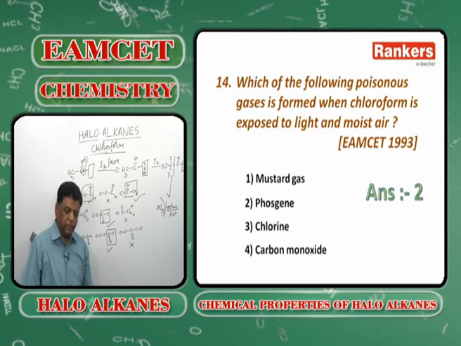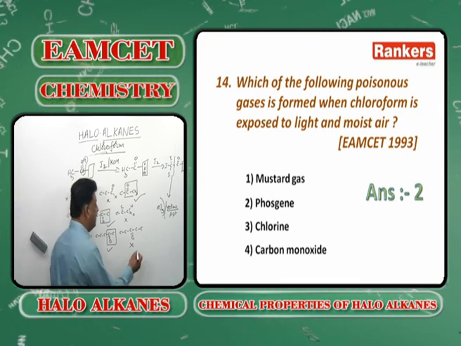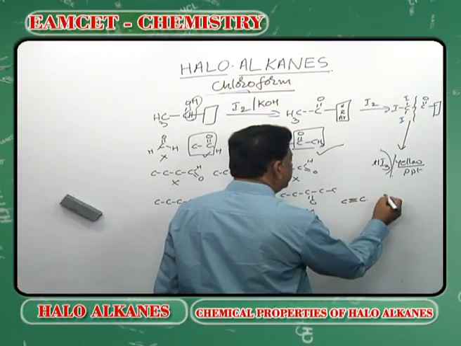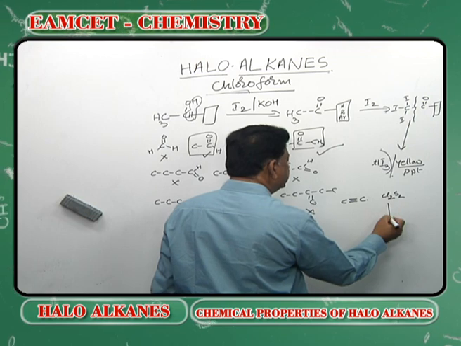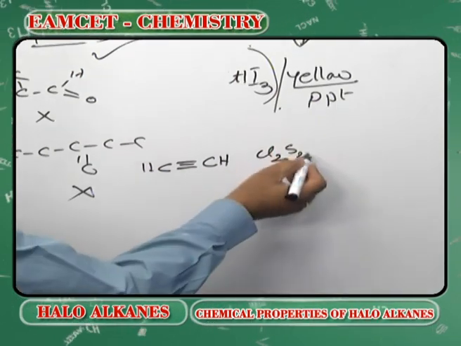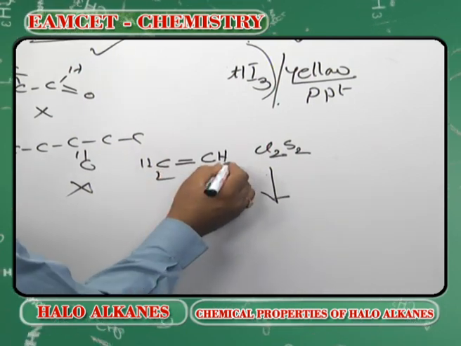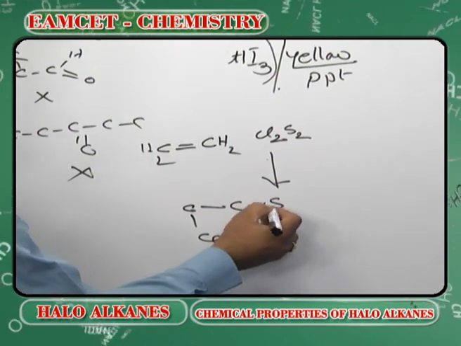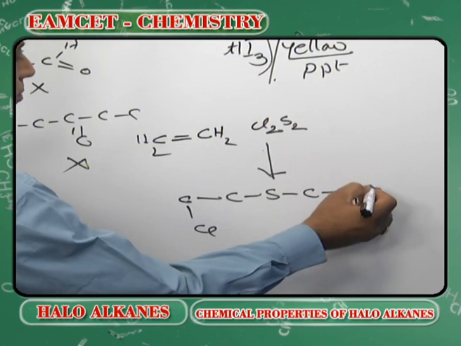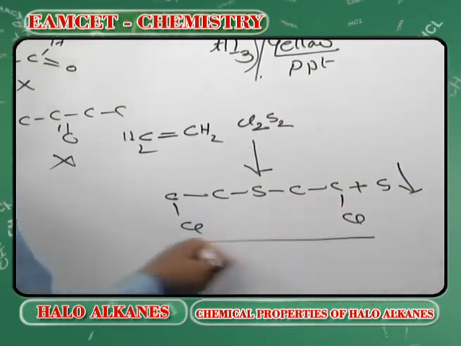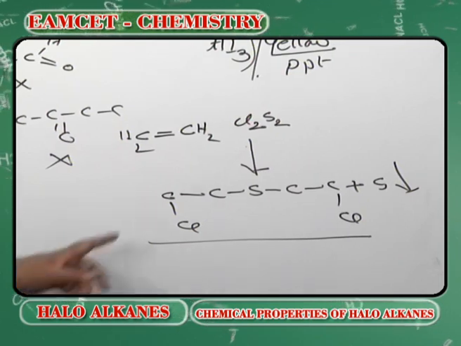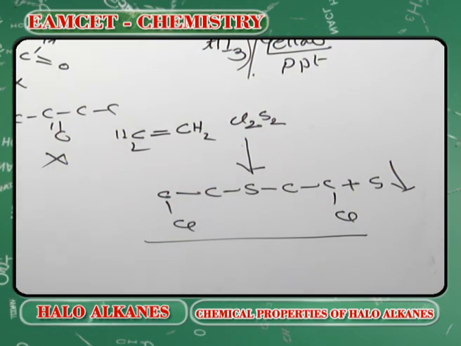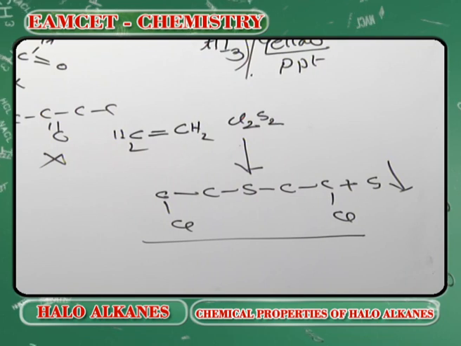Mustard gas was used in the World War. Actually, mustard gas is prepared by adding acetylene to the dichloro S2. When it is added to acetylene, what happens? The Cl is added, ethylene is taken, and you will get one chlorine added here. One sulfur comes in, plus one sulfur will be outgoing. So this is called mustard gas, a sulfur containing compound. It is 2-chloro, 2-chloro diethyl thioether. It's an ether, but a sulfur containing compound, called mustard gas.